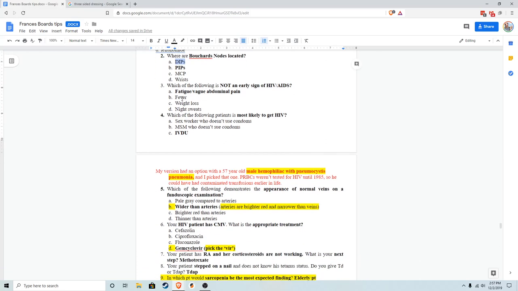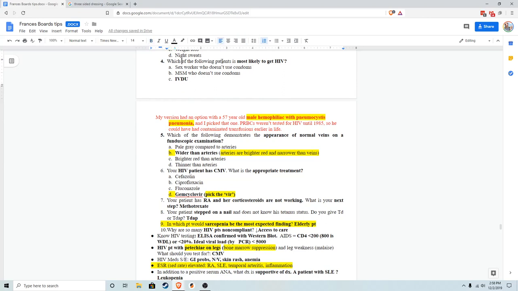Number three, which is not an early sign of HIV/AIDS? So remember, in the first few weeks, you'll have constitutional symptoms. If you can catch them early, you can possibly cure them with aggressive treatment. So fatigue, vague abdominal pain, fever, weight loss, night sweats. Remember, these are all constitutional symptoms that we'll see with HIV/AIDS. So we would see fever, weight loss, night sweats in the first few weeks of having an acute HIV infection. Fatigue, vague abdominal pain is not a constitutional symptom.